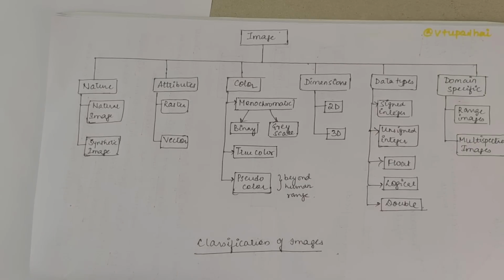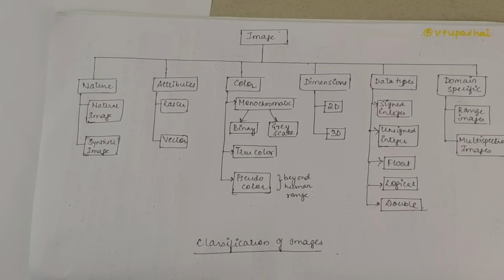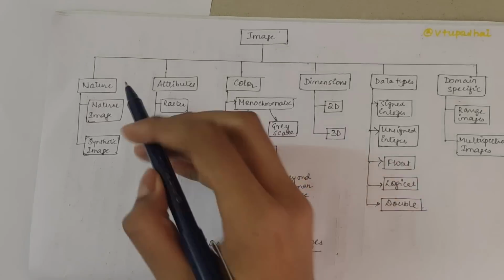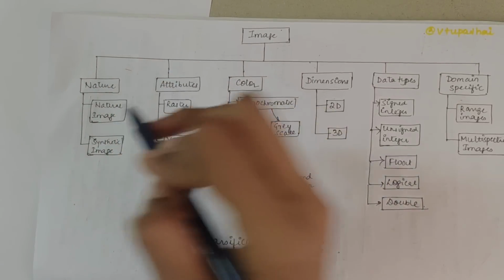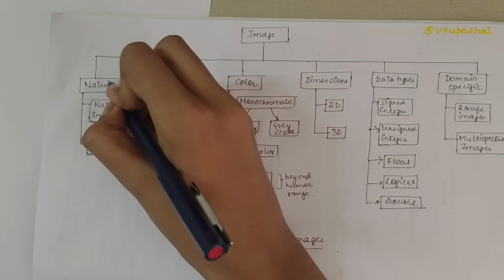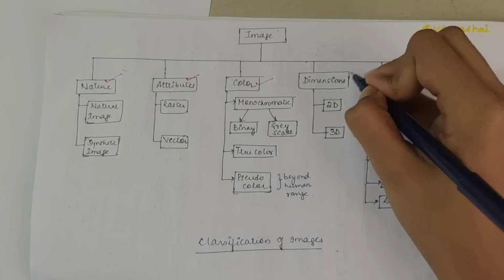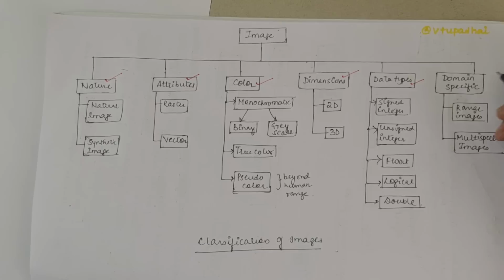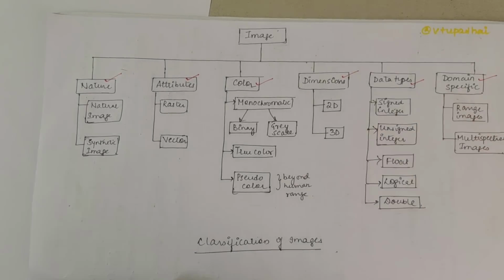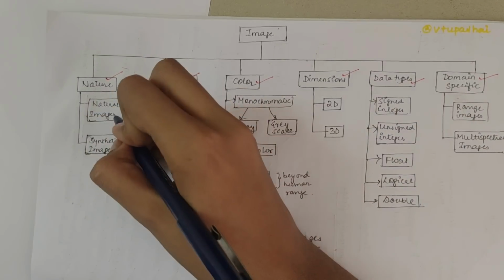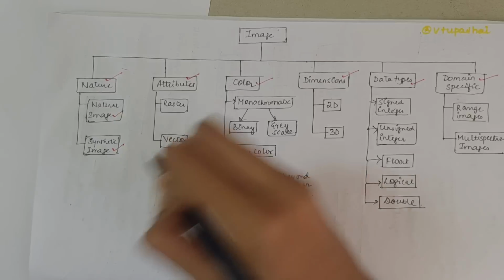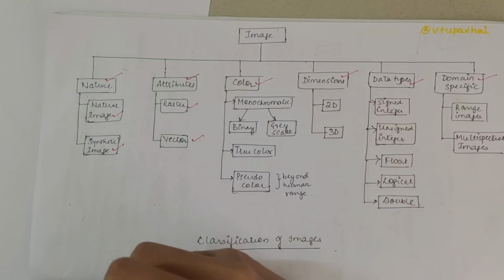Okay, next, how will you classify an image? Now you already know the image processing environment. The point is how will you classify the various images? Basically we have various factors. We are distinguishing the classification of images based on nature, attributes, color, dimensions, data types, and domain specific. In nature, we are categorizing into natural image and synthetic image; in attributes, raster and vector.